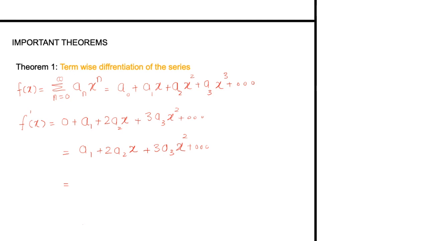Now we can write this term-wise expansion in compact notation as, now the series will start from n is equal to 1. So we can write n is equal to 1 to infinity, and the coefficients are 1, 2, 3. So we will multiply it here by n, and the x power is reduced by 1. So we will write it x to the power n minus 1. So this is term-wise differentiation of series. Let us do an example.